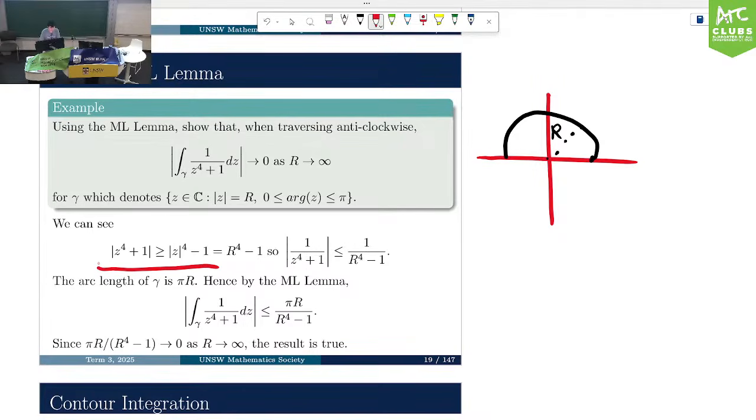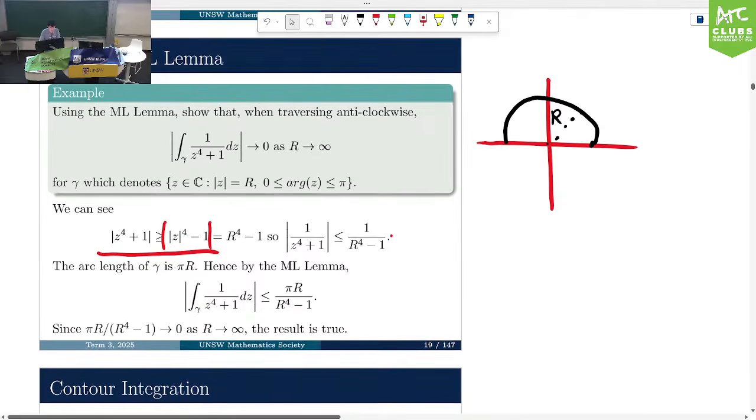Technically there should be an absolute value here, but we can ignore it because we're making r very large, right? So we can safely assume that r to the power 4 minus 1 is greater than 0. And yeah, just rearrange, we have this inequality over here.